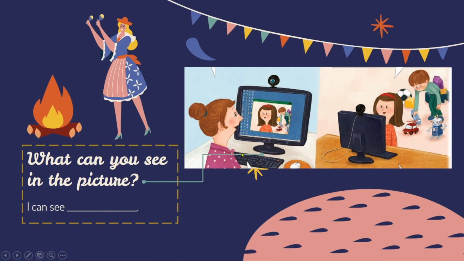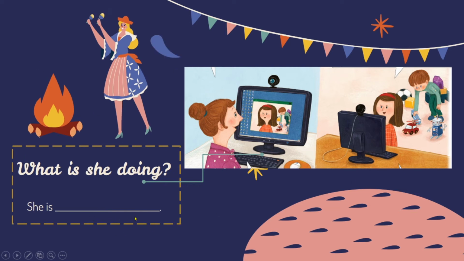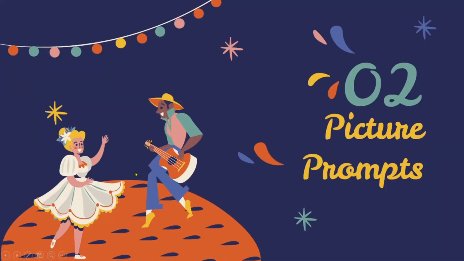Now this is a conversation that you can have using the guide. So let's take a look at the photo. What can you say about the picture? Start answering, I can see blank. You can actually express a lot in this photo. Next question. Look at the boy. What is he doing? He is blank. Next question. Look at the girl. What is she doing? She is blank.